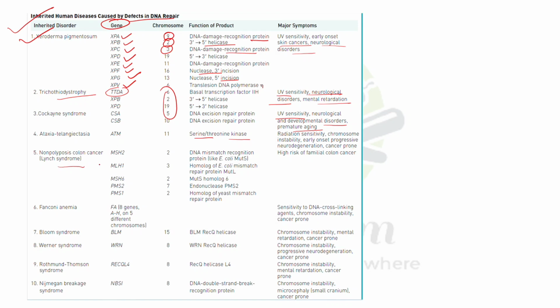Which products are involved in Lynch syndrome? Non-polyposis colon cancer is itself named Lynch syndrome. So MSH2, MLH1, MSH6, PMS2 and PMS1. All these are located on the second, third, second, 7 and second chromosome respectively. They are involved in DNA mismatch recognition, like E. coli MutS and MutL. So this also carries a high risk of familial colon cancer.